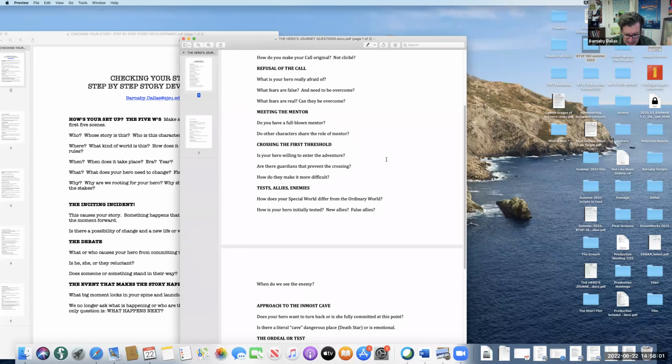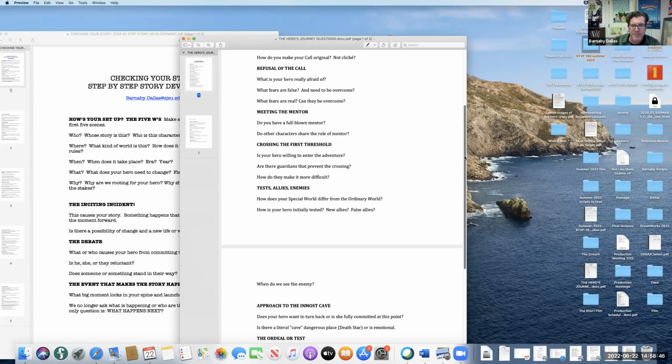Crossing the first threshold. This is getting out of your first act, right? Is your hero willing or not willing, right? Some are gung-ho and the world is holding them back. Ask yourself, right? Are there guardians that prevent the crossing, right? Is there somebody there saying, nope? Or is there somebody there saying, we better get the hell out of here, right? How do we make it difficult? This scene to commit is a big change, a big scene. So crossing into the first threshold, especially if you have a character who's going to be savior-like, it's a big deal. And there's often somebody who needs to be confronted on the cross.